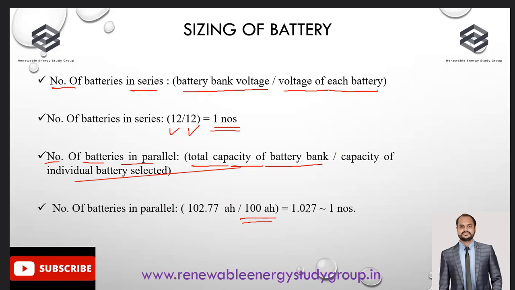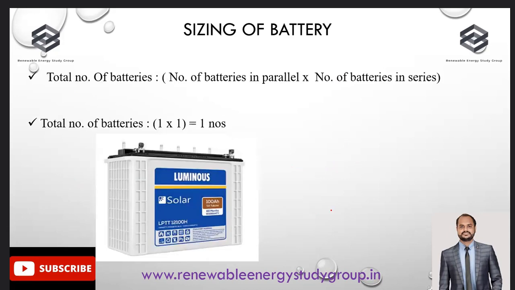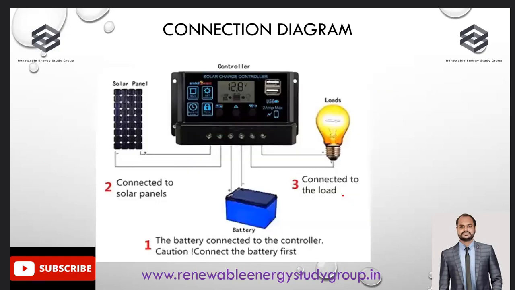As per the calculation, the number of batteries to be connected in parallel combination is 1. So the total number of batteries in the system is the number of batteries in parallel multiplied by the number of batteries in series. From this we get the answer as 1, 1 multiplied by 1 is 1. And we can go for a 12 volt 100 ampere hour battery for this kind of DC home system. Lastly, we are going to see the connection diagram of this.